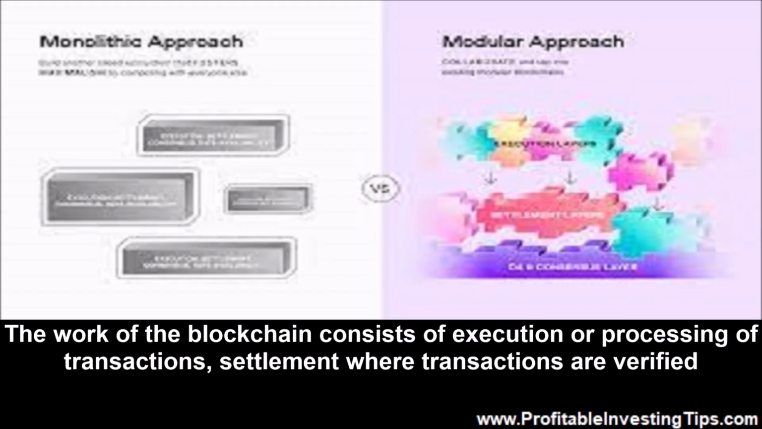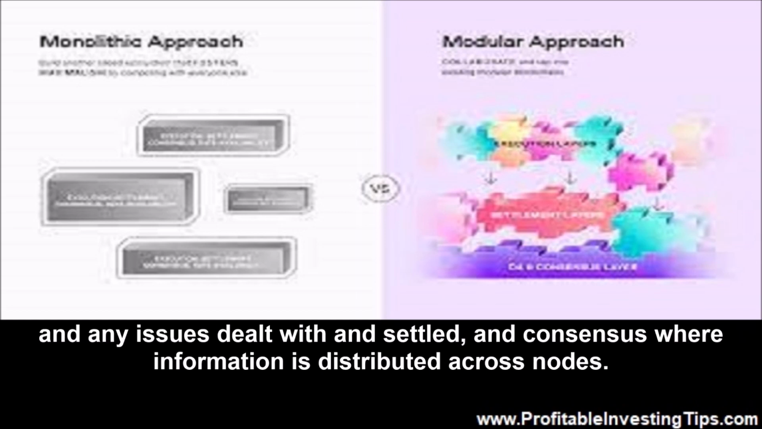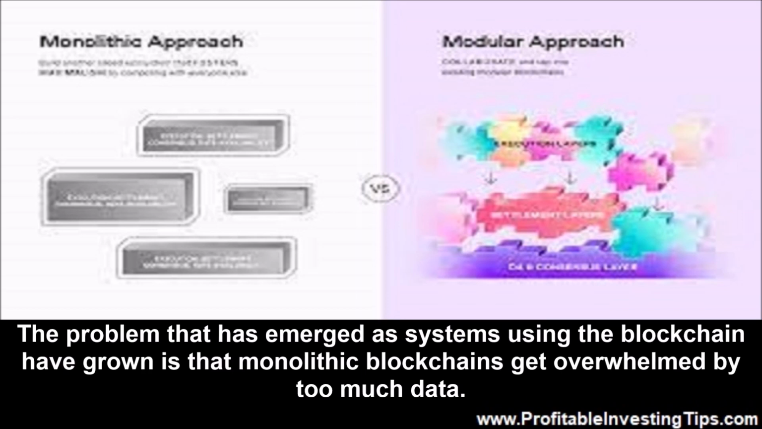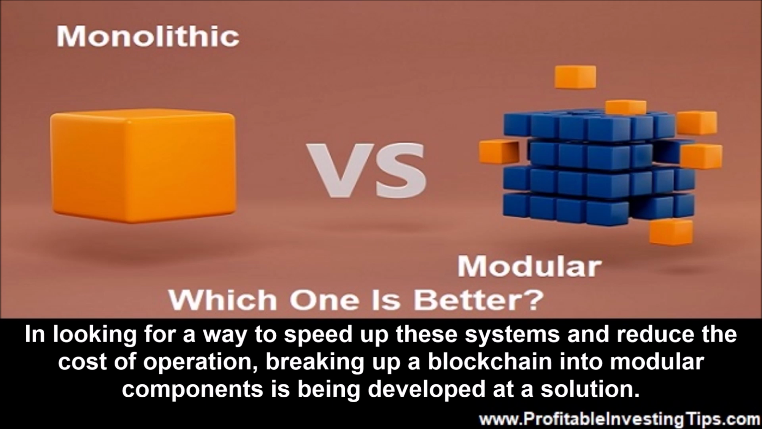The work of the blockchain consists of execution or processing of transactions, settlement where transactions are verified and any issues dealt with and settled, and consensus where information is distributed across nodes. All of this requires that data be promptly and efficiently available for processing. The problem that has emerged as systems using the blockchain have grown is that monolithic blockchains get overwhelmed by too much data. In looking for a way to speed up these systems and reduce the cost of operation, breaking up a blockchain into modular components is being developed as a solution.